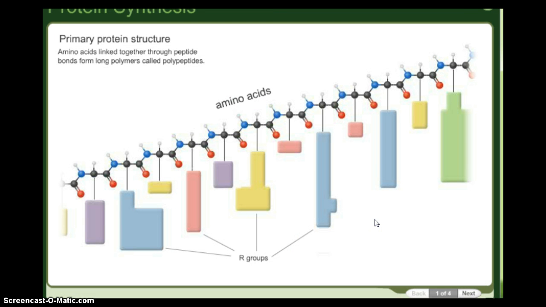So primary protein structure. You know what? Let's pick this up in the next video because I'm about to run out of time.